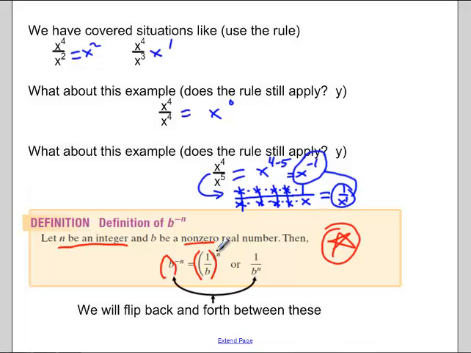The negative n changes to positive n, and there is our definition. We'll be able to flip back and forth between these later on, but just keep in mind that b to the negative nth power is defined as 1 over b to the nth power. So let's take some examples and take a look at some of these.